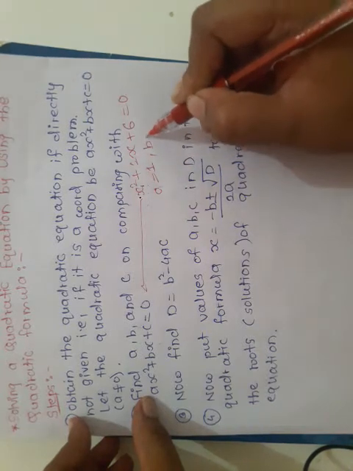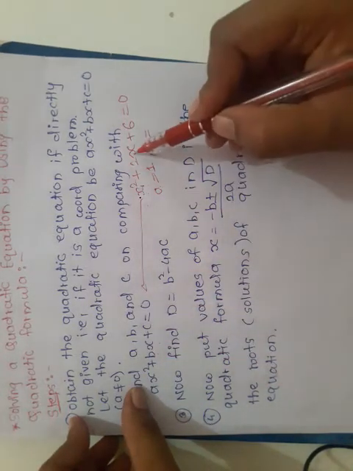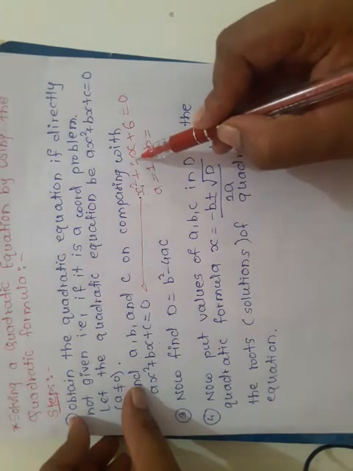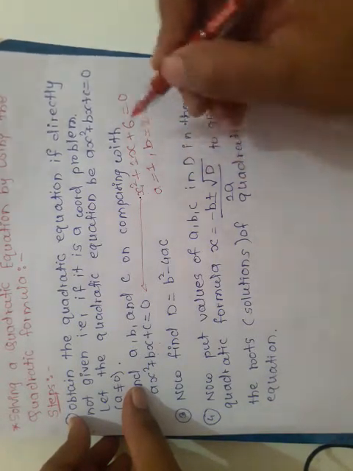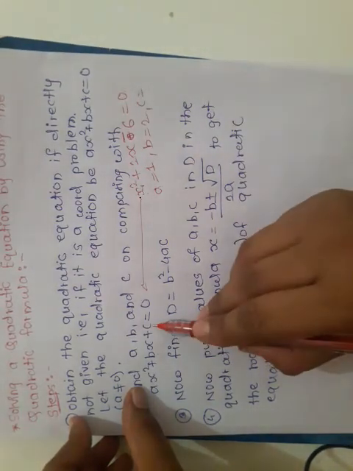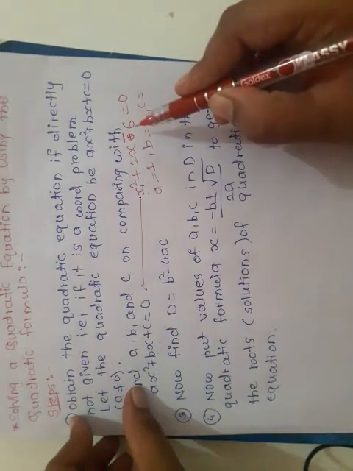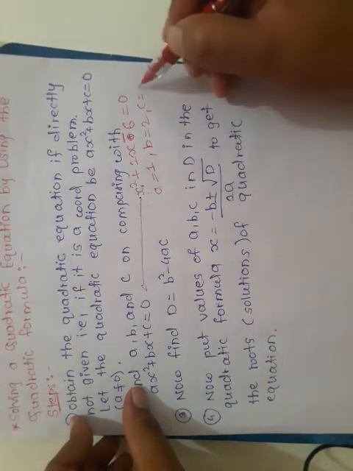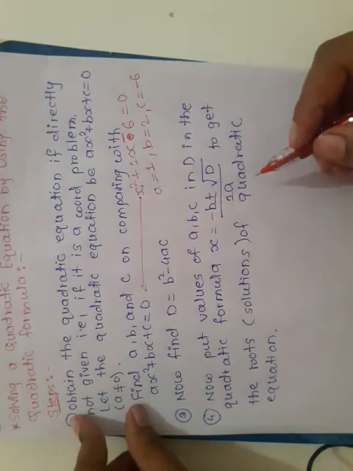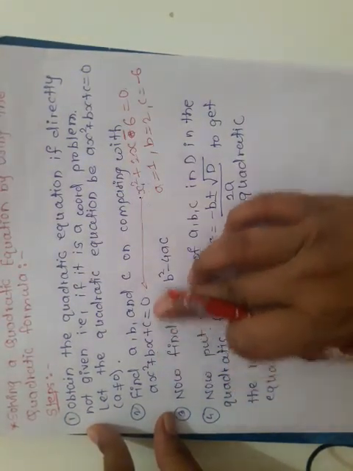Then b is equal to what? b is the coefficient of x, which is given in the equation as 2. Then c is equal to the constant term, and the constant term is 6. Which sign do we have to take? Minus 6. So minus 6 is the constant term. So the second step is what then? Find a, b, c.